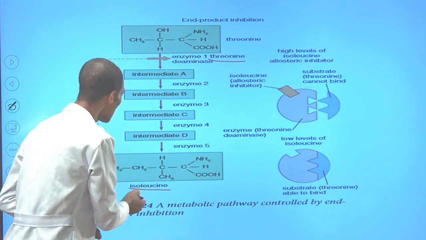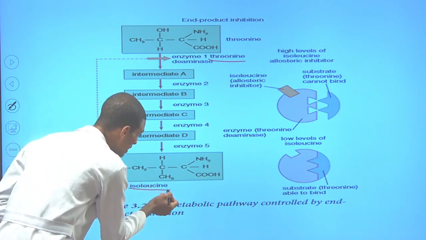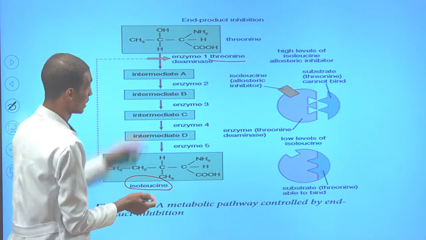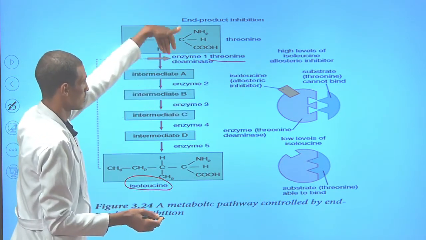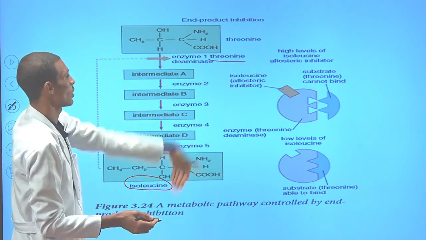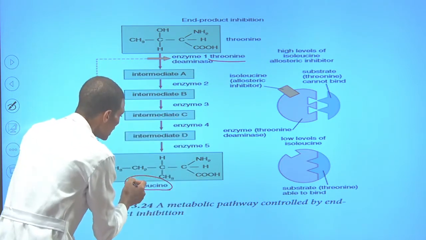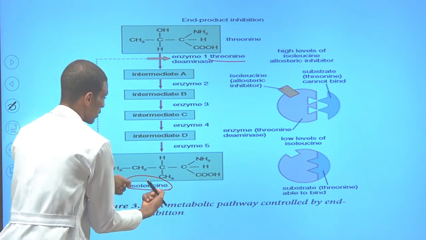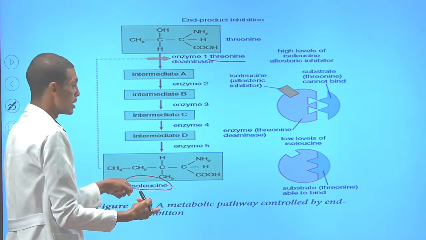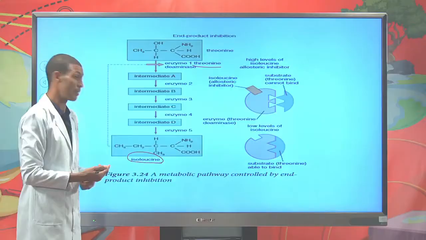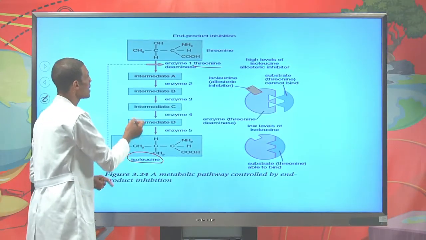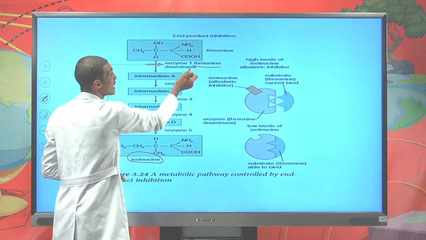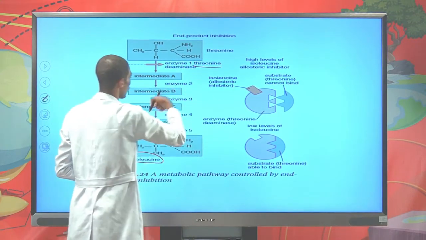But if the requirement of isoleucine in the cell increases, it is going to activate the process. The system is going to be activated. But if the requirement of product D, that is isoleucine, is reduced, the concentration of isoleucine in the cell increases, which can act as an inhibitor, or a poison, to the earlier reaction, binding with this one to form this one.